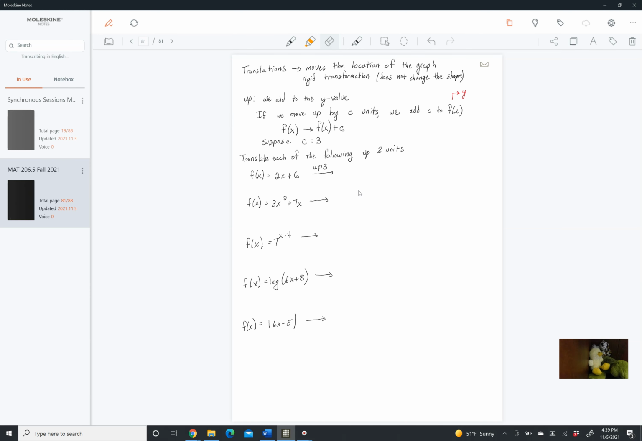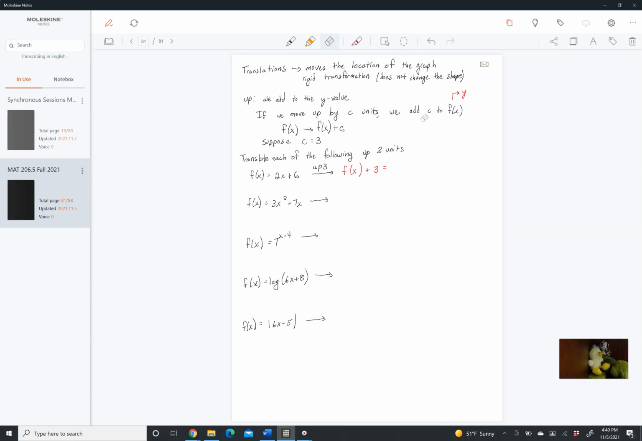So for translating up 3, then instead of f of x, we're saying, okay, we'll do f of x plus 3. I'm just going to put this in a different color so that you can easily see what the translation is. What's the translated function? So in each of these, the new function notation is f of x plus 3. And you should know the function notation because the function notation helps you figure out how to change the actual function, like the 2x plus 6.